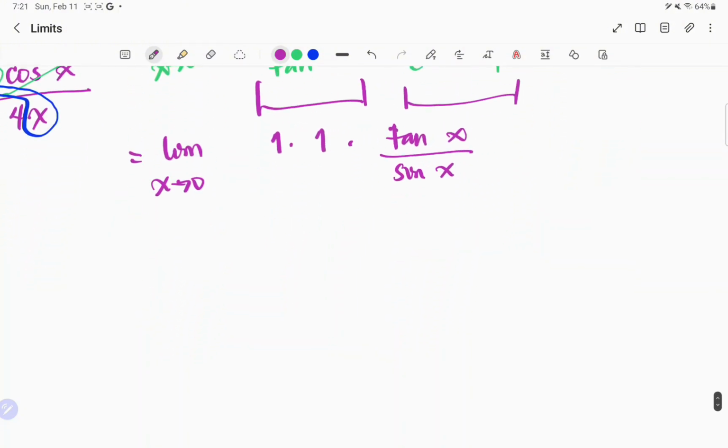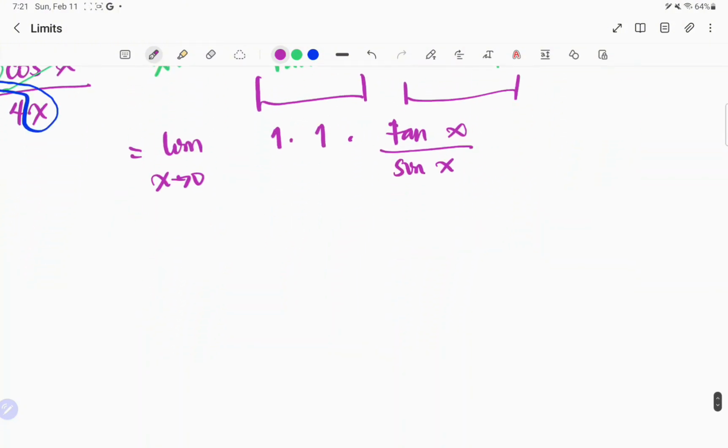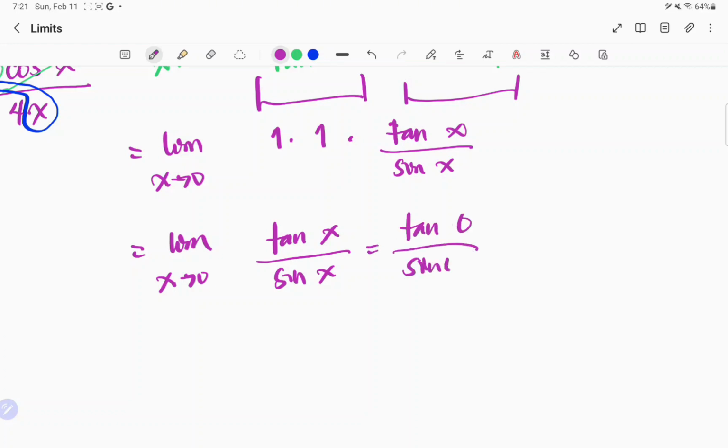Now I still have tangent here. I have to remove that because there's no tangent in my function, and it will still become equal to an indeterminate value. Why? Okay, so let me explain. 1 times 1 is 1. Multiplying it by tangent x over sine x will give us tangent x over sine x. Now x is approaching 0. As we substitute 0 in our tangent and our sine, it is 0 over 0. It's indeterminate, meaning we can still simplify the function.